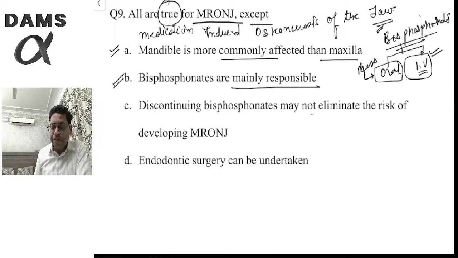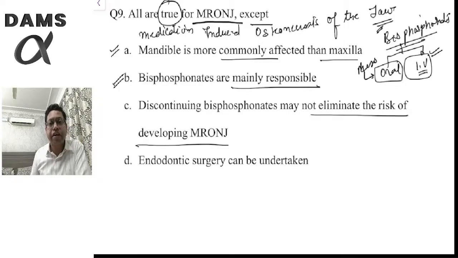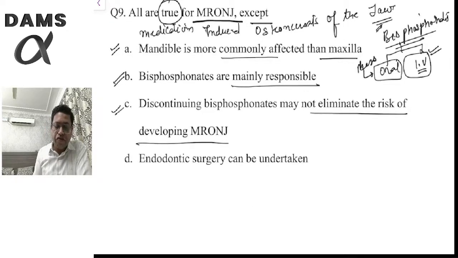Discontinuing the bisphosphonate may not eliminate the risk of developing osteonecrosis. This is an important criterion. It is also true. Even if the patient is not presently taking any bisphosphonates, the patient can develop osteonecrosis of the jaw if there is a history of bisphosphonate use. So presently the patient may not be on any bisphosphonate medication, but if the patient has a history of using it 2 to 3 years before, then also the possibility of development of osteonecrosis of the jaw is high in such patients.